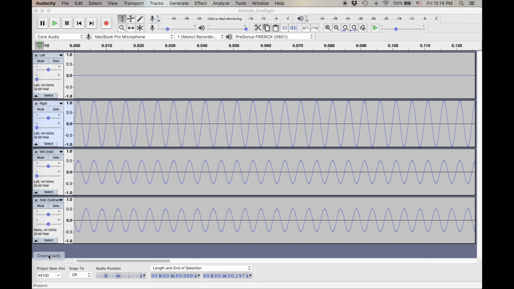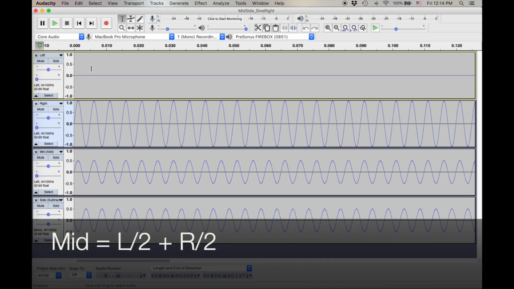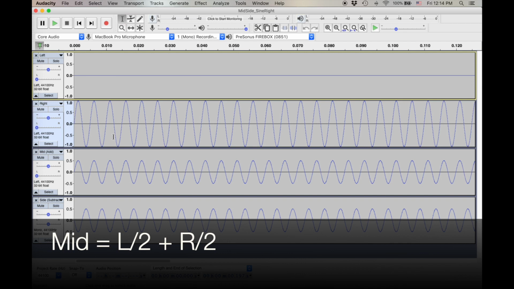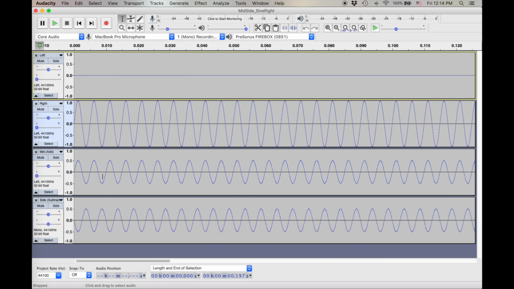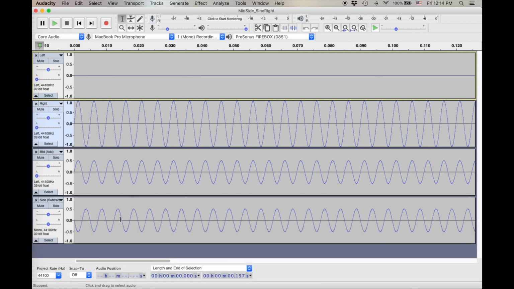Last one, sine wave panned hard to the right. Again, left, right, encoded into mid side. This divided by 2 plus this divided by 2 is going to be this. This divided by 2 minus this divided by 2 is going to be the same thing, only phase inverted, right? So this one goes down first and this one goes up first.